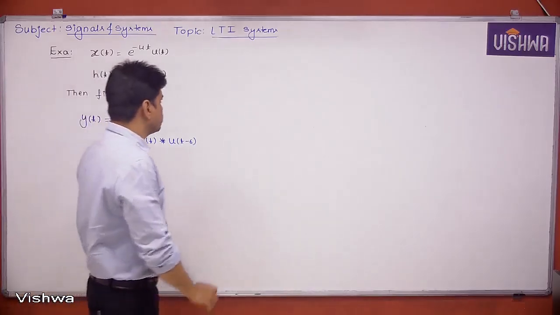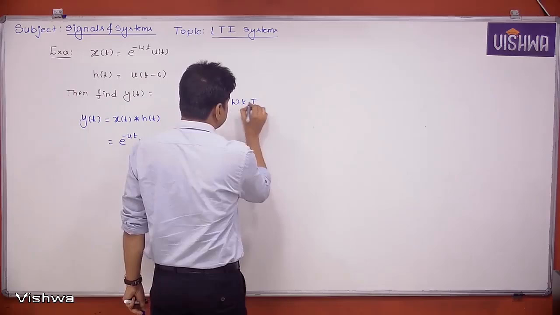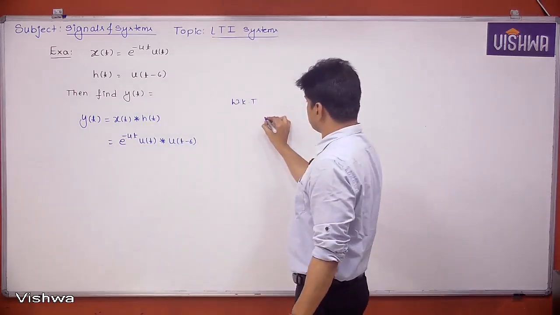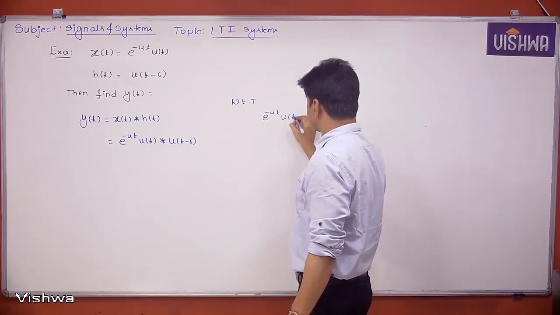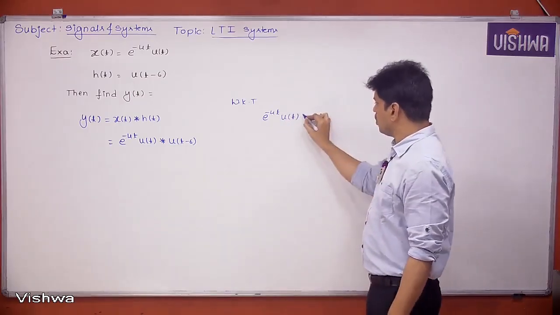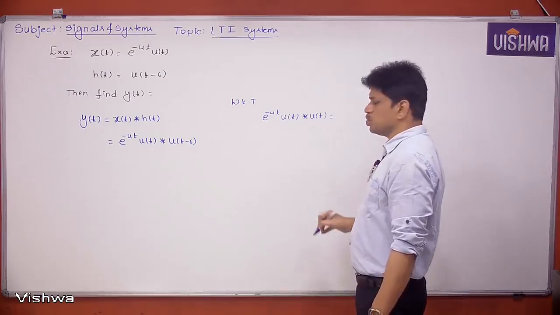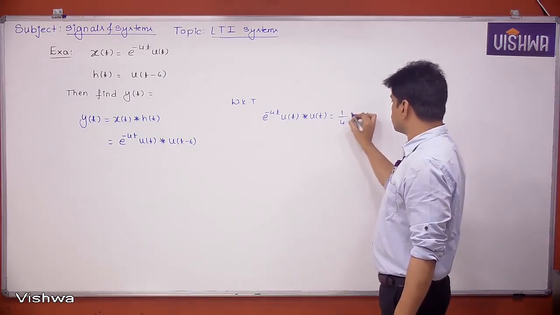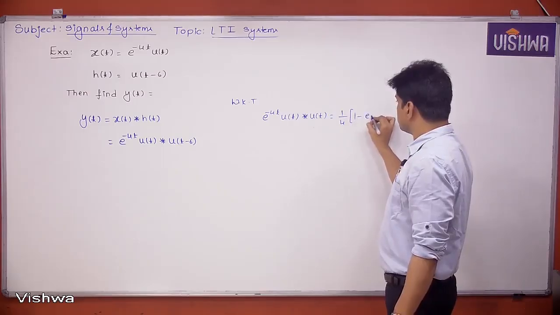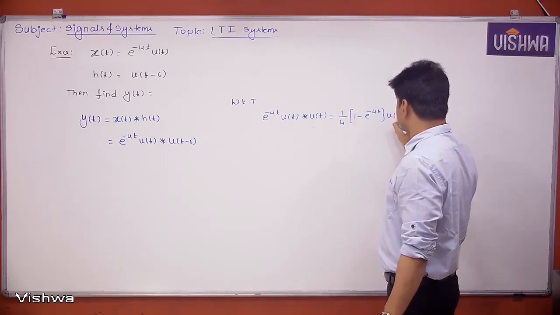So let's see. We know that e power minus 4t u of t convolution with u of t, I already told you, is in the standard form. You can directly write the answer, which is nothing but 1 by 4 into 1 minus e power minus 4t u of t. That is what it is.